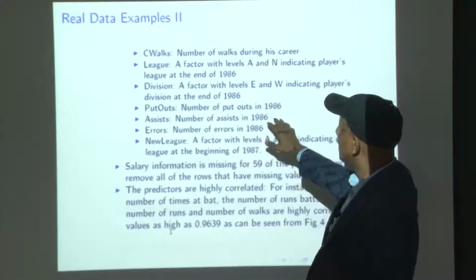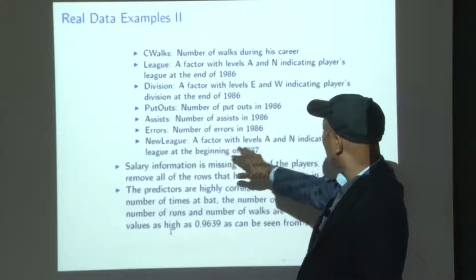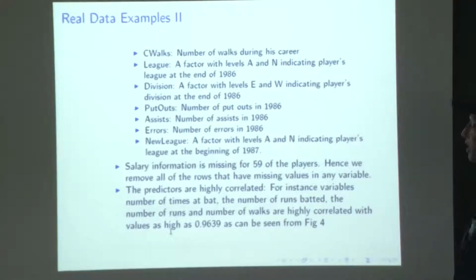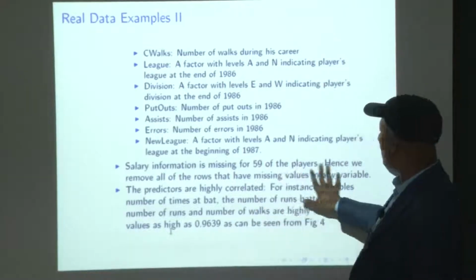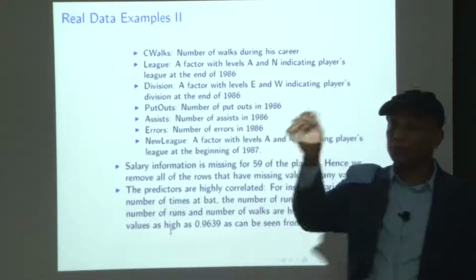Number of assists in 1986, new league, a factor with level A and N indicating the player's league, all sorts of things. And salary information is there; 59 players' data is missing, so they're just deleted. The idea is, how do you predict?